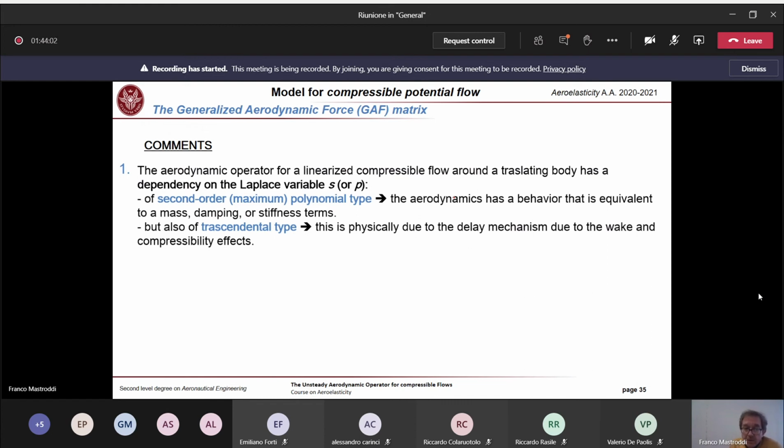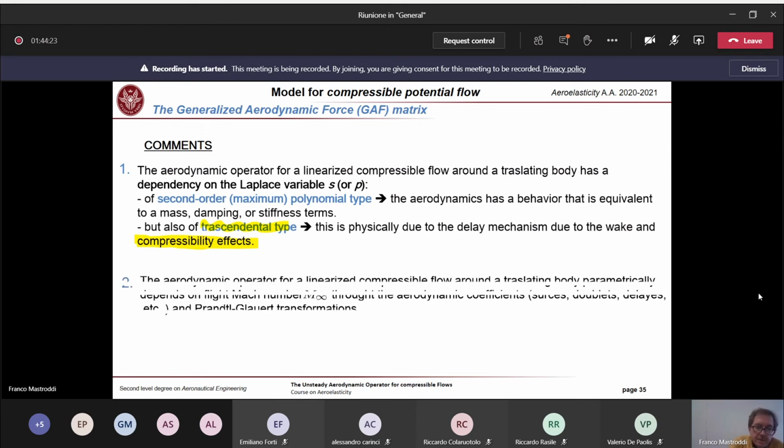but it also has a transcendental type dependency, and this is physically due to the delay mechanism due to the wake and compressibility effect, the novelty. Transcendental type. The aerodynamic operator for a linearized compressible flow around a translating body parametrically depends on the flight Mach number through the aerodynamic coefficients such as source, doublet, delays, and Prandtl-Glauert transformations.